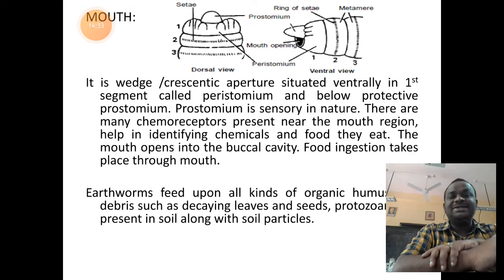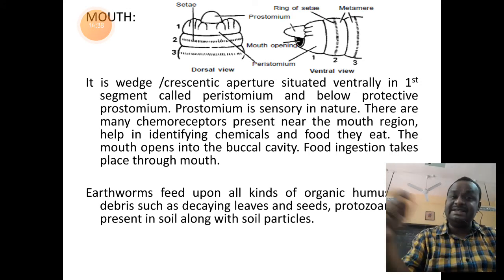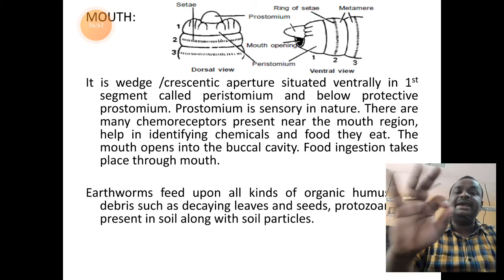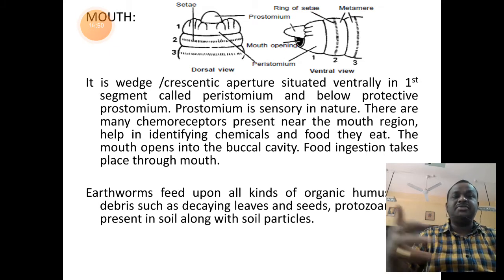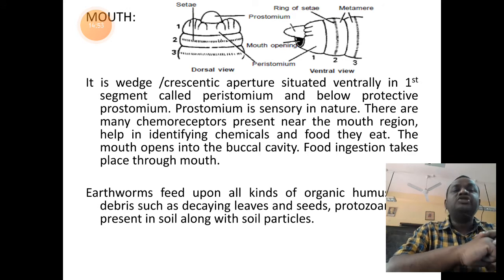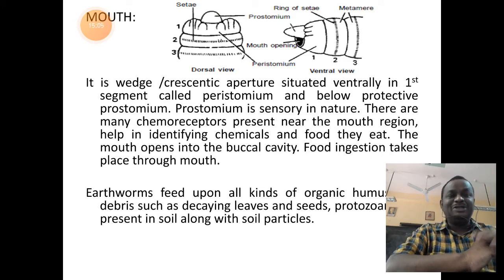And you know, the mouth is an opening which is crescent shaped or half moon shaped, extended, very thin, present in the peristomium. When we look at the mouth structure, it is a wedge or crescent aperture, situated ventrally in the first segment called the peristomium. Below the structure of the prostomium, because the prostomium will protect the mouth.